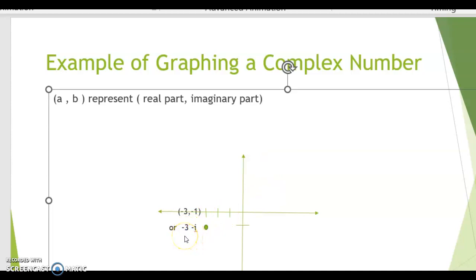Looking at graphing the complex number -3 minus i. Our real portion, -3, we find on our real axis. We go over to -3. The imaginary part, -i, which we know is understood to be -1i, means we find -1 on our imaginary axis. And just like with our x and y axis, our point belongs where -3 on our real axis and -1 on our imaginary axis intersect.